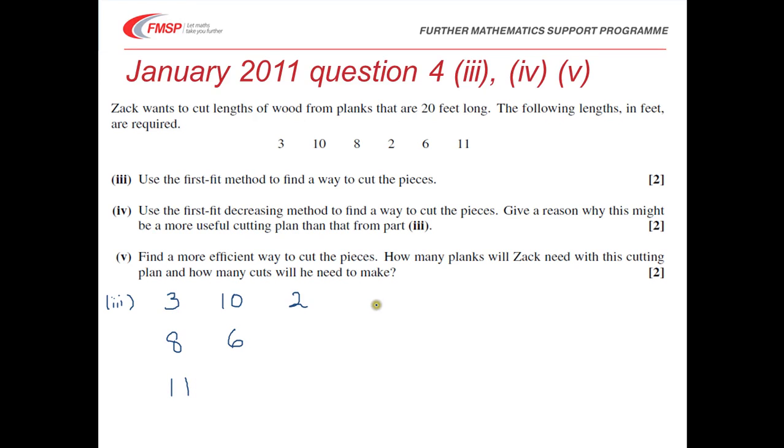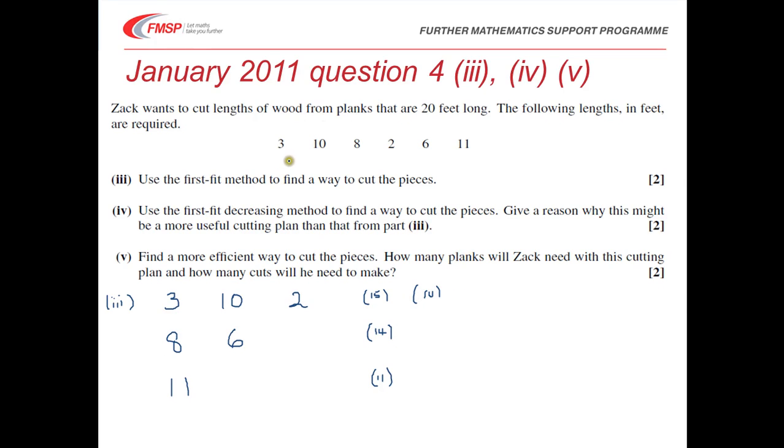Okay, so again, sometimes it's a good idea, depending on the question, just to make a note of how much we're actually using, and then we can see how much we're wasting, which is also sometimes important. So in part 4 it says use the first fit decreasing.